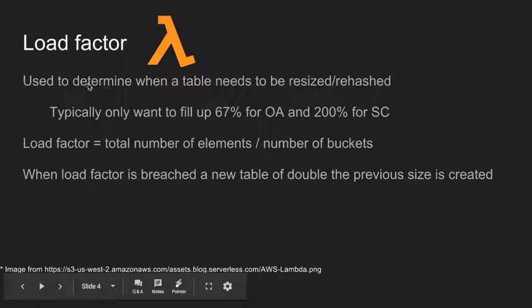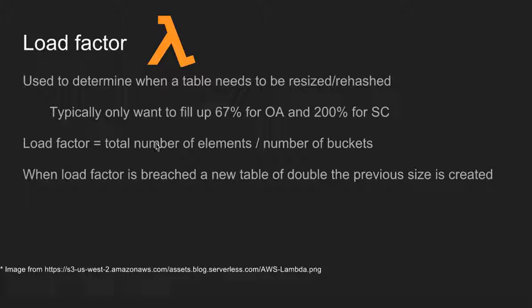I talked about the need to resize the table. So we have this thing called a load factor, which we use in order to determine whether or not it's good for us to resize and rehash. Typically, for open addressing, I tend to go with a 67% fill. In terms of separate chaining, a good number is probably 150% to 200%.